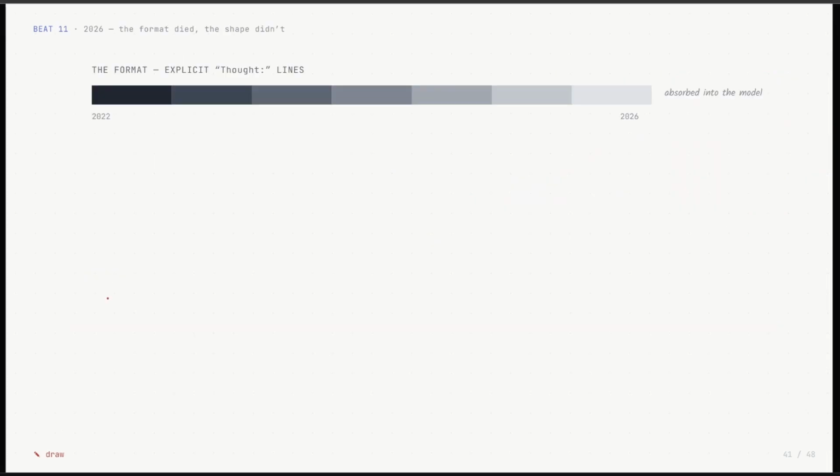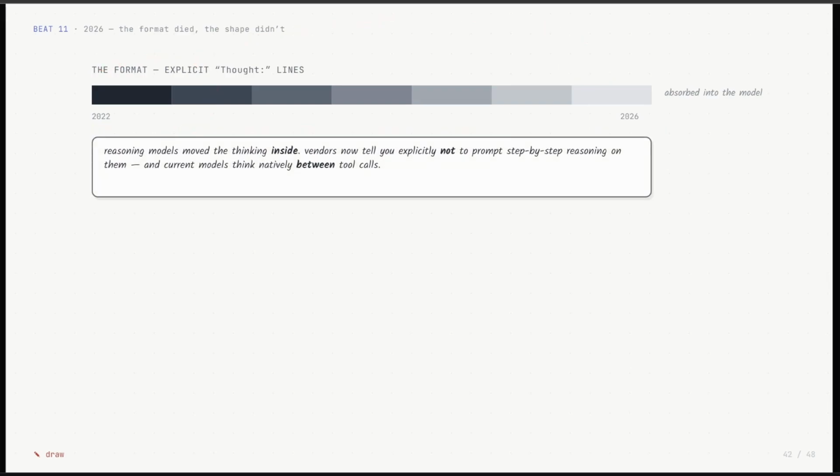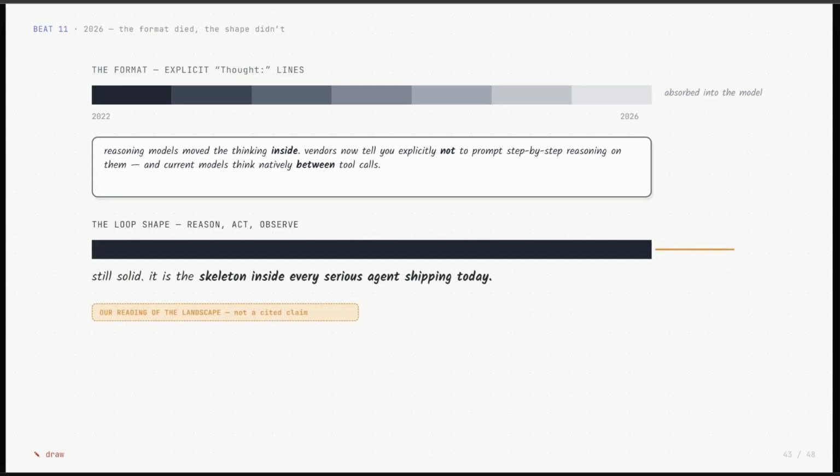So the current 2026 status in 2 rows. The top row is the format. Those explicit thought lines that you see here are fading, and no one is currently using them. The reason is that it got absorbed. Reasoning models currently, if you see Claude, ChatGPT, or whatever, natively do it without you prompting it. So you don't need to do it externally or add it yourself. Current models think natively between tool calls.